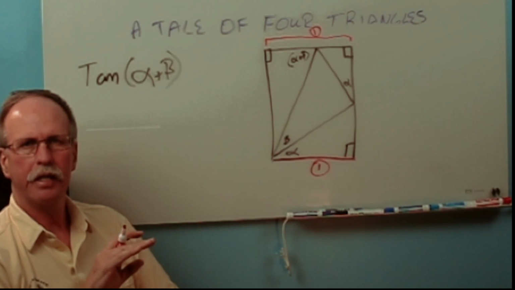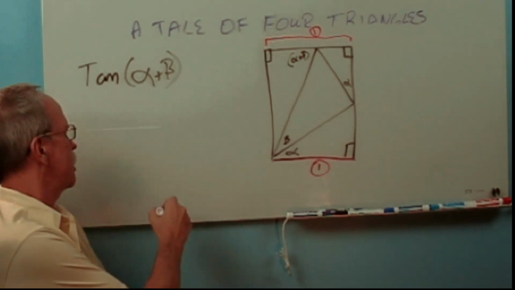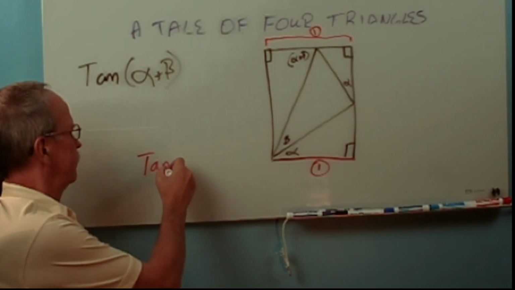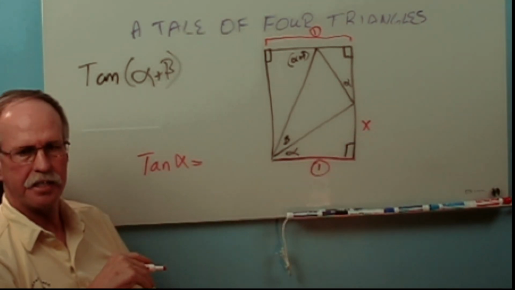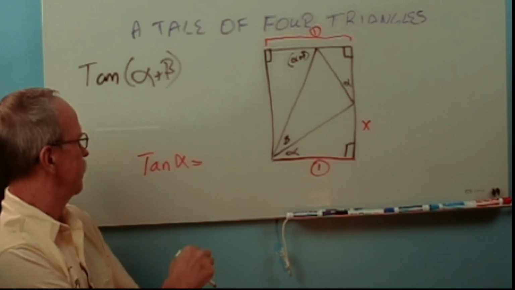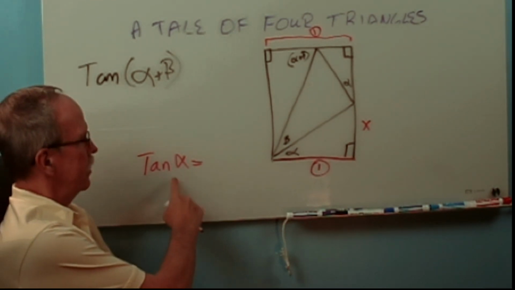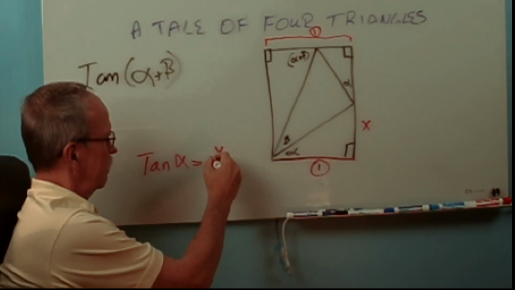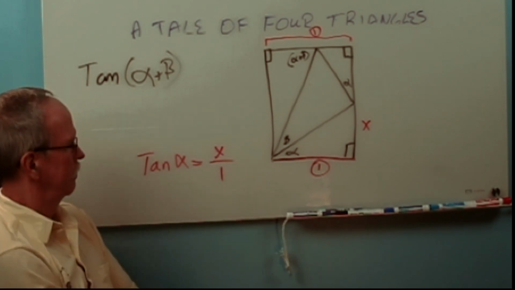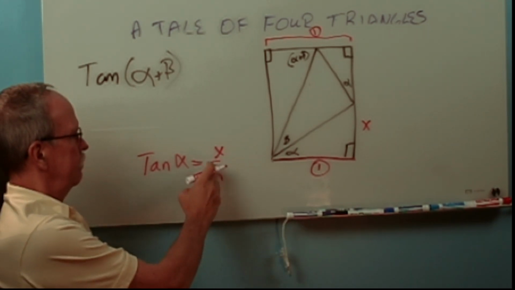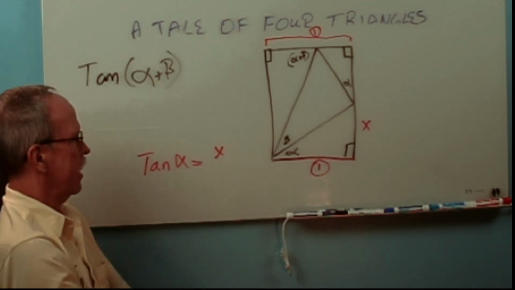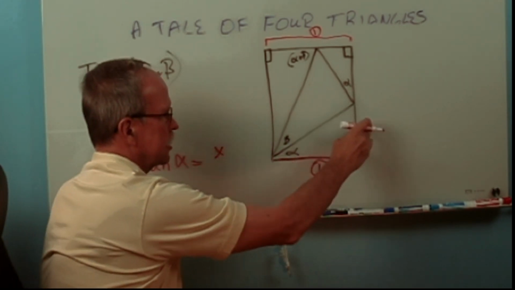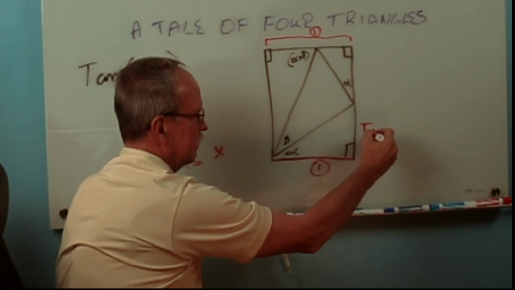Since we're looking at tangents today, let's start off. What is the tangent of angle alpha? Well, we put our x on the side that we want to solve for, and we say that tangent alpha equals x over 1. We can just get rid of that. So tangent of angle alpha equals x. So we can just call this tangent alpha.